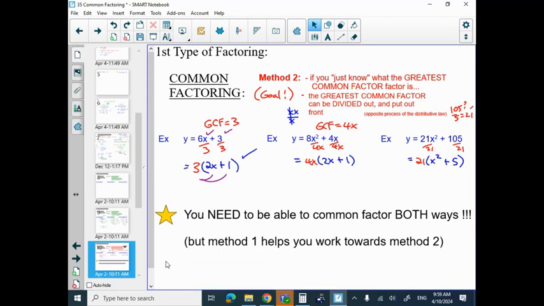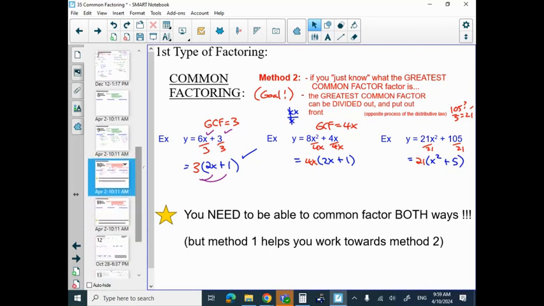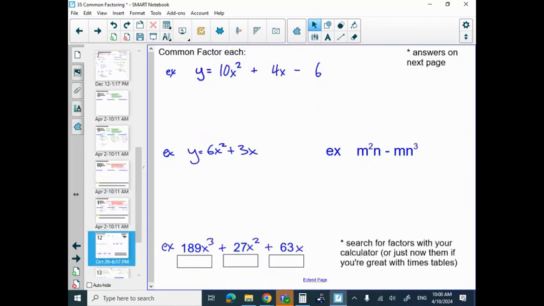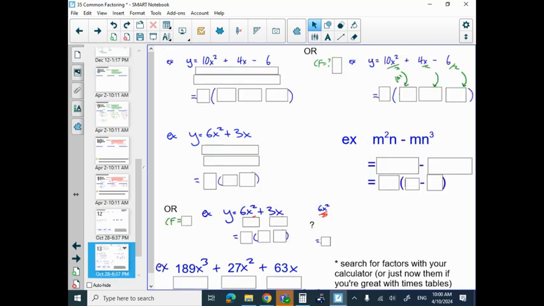So you need to be able to factor both ways, but of course, method 2 is the goal, right? The one you want to be able to do, the higher level skill. So here are some examples that I'll go through. You can try these, and I'll just go through the answers on the next page. So press pause if you want to try them. We're back at it here.